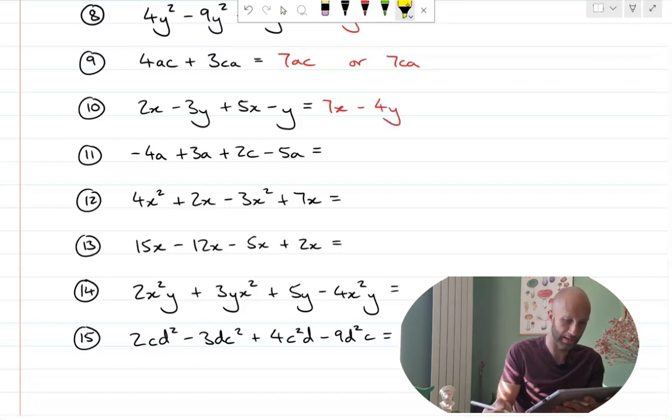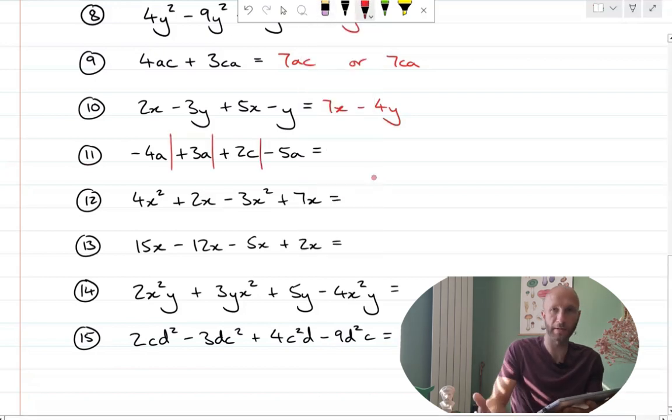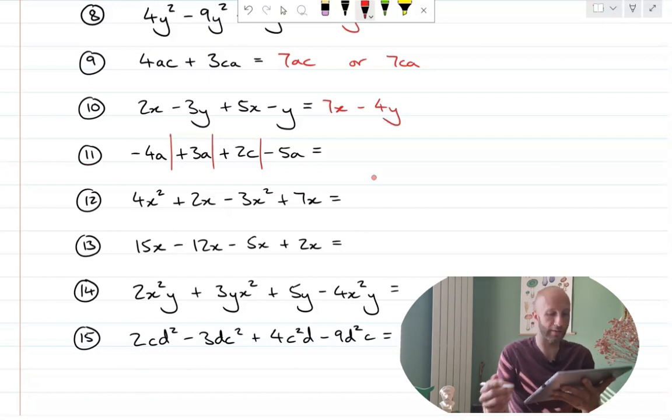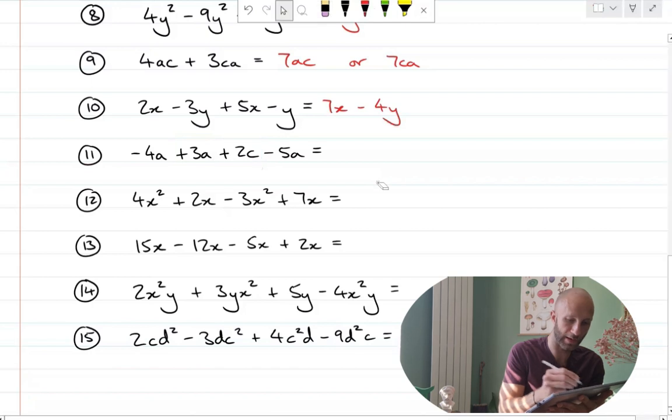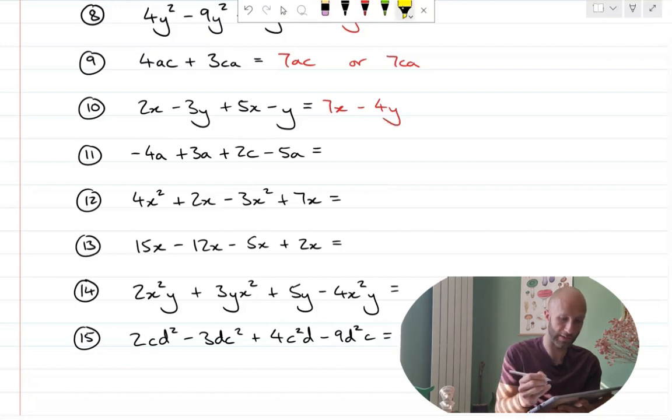Number 11. Okay, again, it might help to separate terms out. My red pen works. There we go. So there are 4 terms in this question: the minus 4a, positive 3a, positive 2c, and minus 5a. If you include all those signs in your calculations, it will give you the sign in your answer, rather than thinking, am I adding or subtracting here? It will give you the sign. And hopefully you'll see what I mean here.